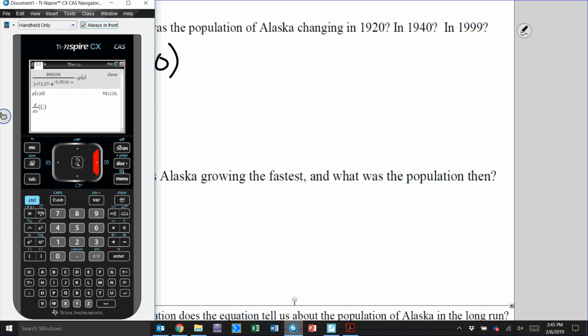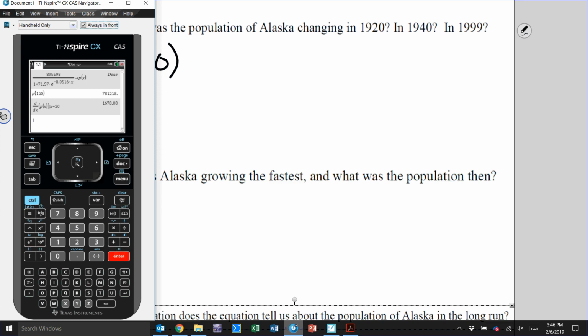I want to do the derivative of P of X. If you use T, you'll put T in both places that I put X. Then remember, control and the equal sign to get my vertical bar. And then I want to evaluate it when X equals 20, because that's what I want to do. I want to do the derivative of the function, and I want to know what the answer is when you plug in 20.